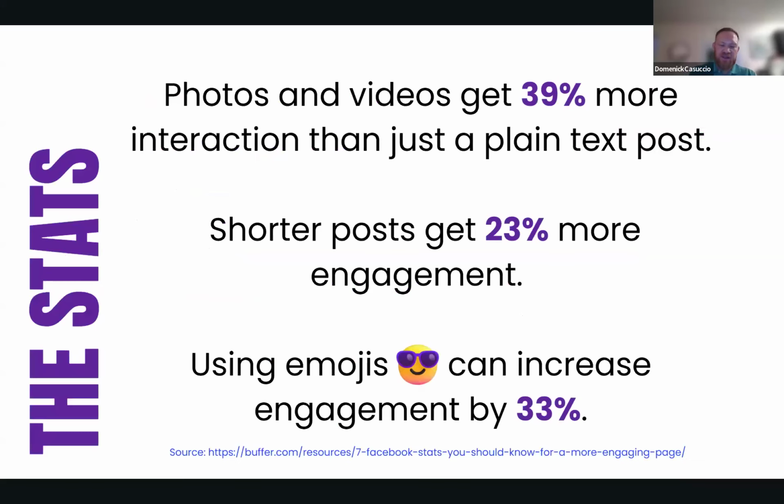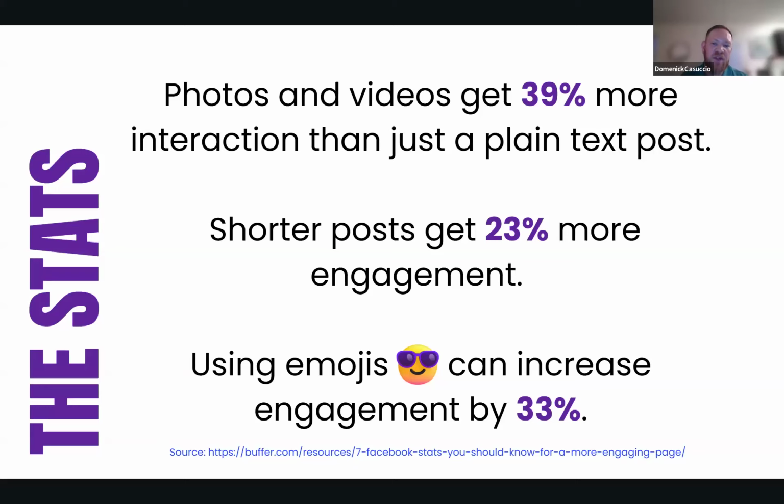This is something that Brooklyn had suggested that I share with you all, really looking at what different types of content we can post. So we wanted to share some statistics with you: photos and videos get 39% more interaction than just a plain text post. Of course, everyone likes to see a picture or watch a video. We do it all the time on our phones, so it's a great way to keep engagement up.